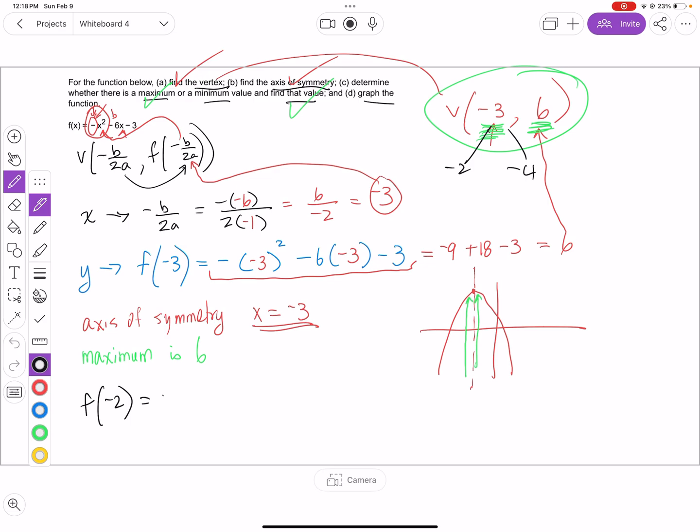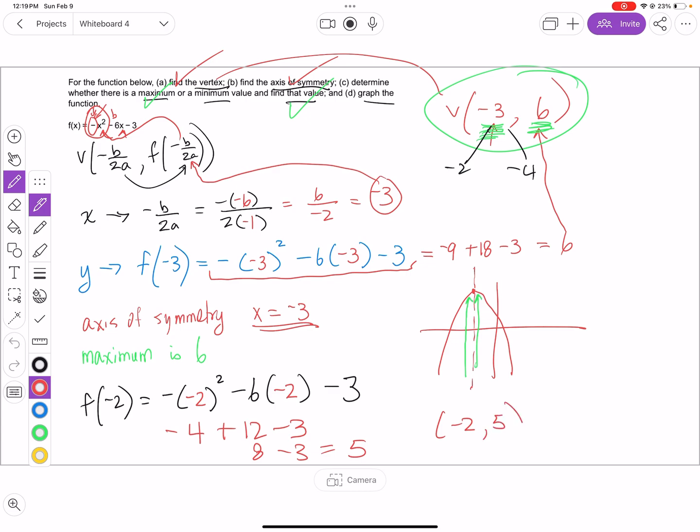So my function is negative x squared minus 6 times something minus 3, and what I'm plugging in this time is a negative 2. Again, plug that into decimals or your calculator and see what it comes out to. I'll try and do it in my head. Negative 2 squared is 4, times the negative would be negative 4. This would be plus 12 minus 3. So negative 4 plus 12 is 8. 8 take away 3 is 5. So another point that I have is negative 2 and a positive 5.